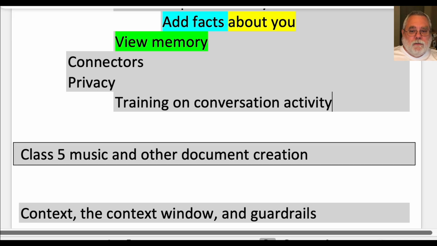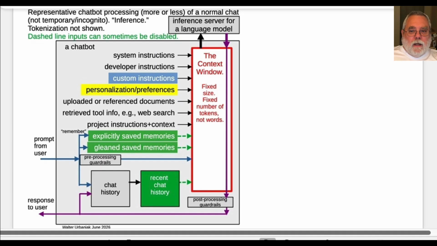A few times during this course, I have said that memories and your chat history provide context for your prompt, but I intentionally did not explain this earlier. Now let's learn about the context window. In this diagram, the large gray box is the chatbot. Your prompt enters the chatbot from the left, and the chatbot outputs the response to you at the bottom left.